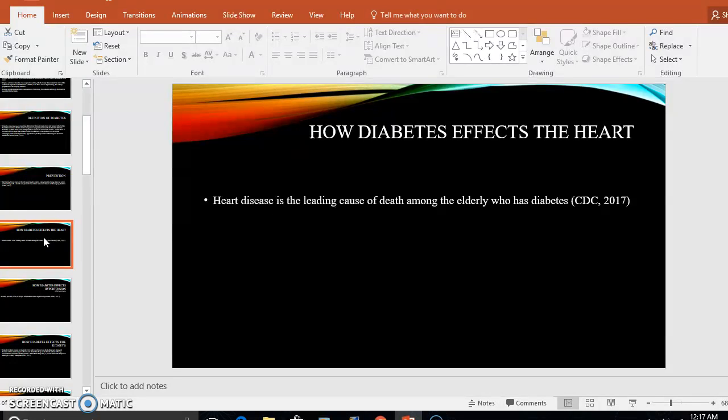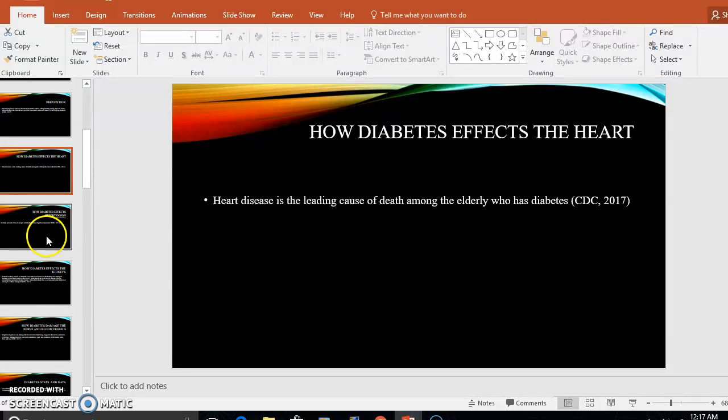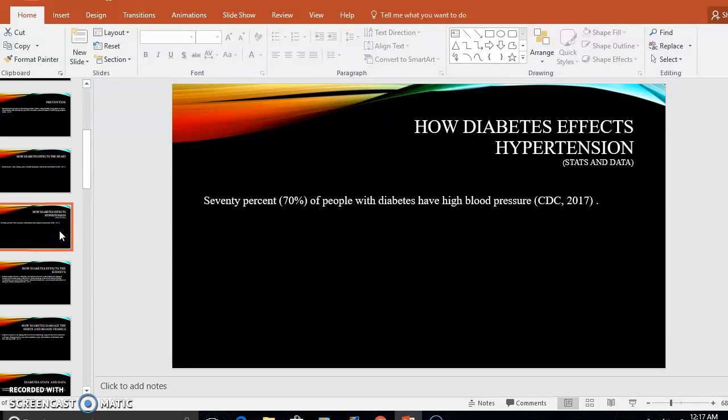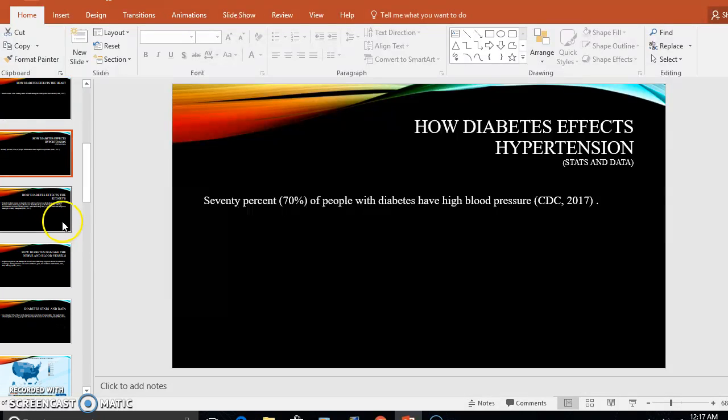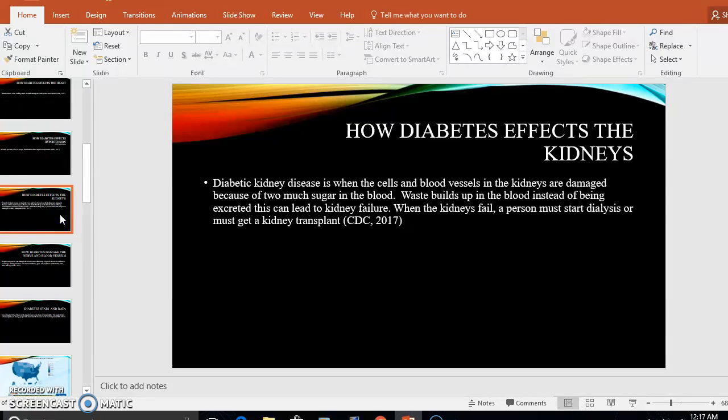Heart disease is the leading cause of death among the elderly with diabetes. 70% with diabetes have high blood pressure. Diabetic kidney disease is when the cells and blood vessels in the kidneys are damaged because of too much sugar in the blood. Waste builds up in the blood instead of being excreted. This can lead to kidney failure.